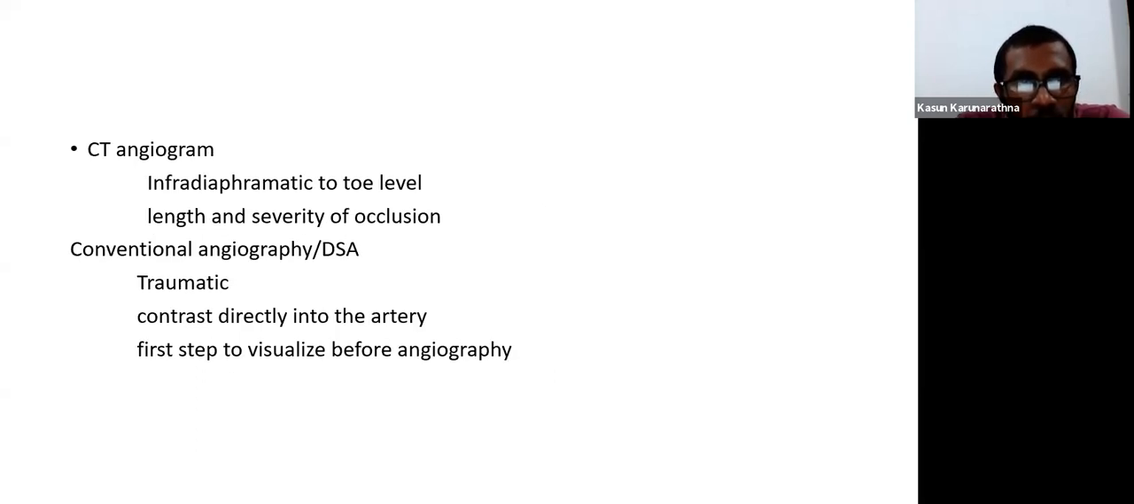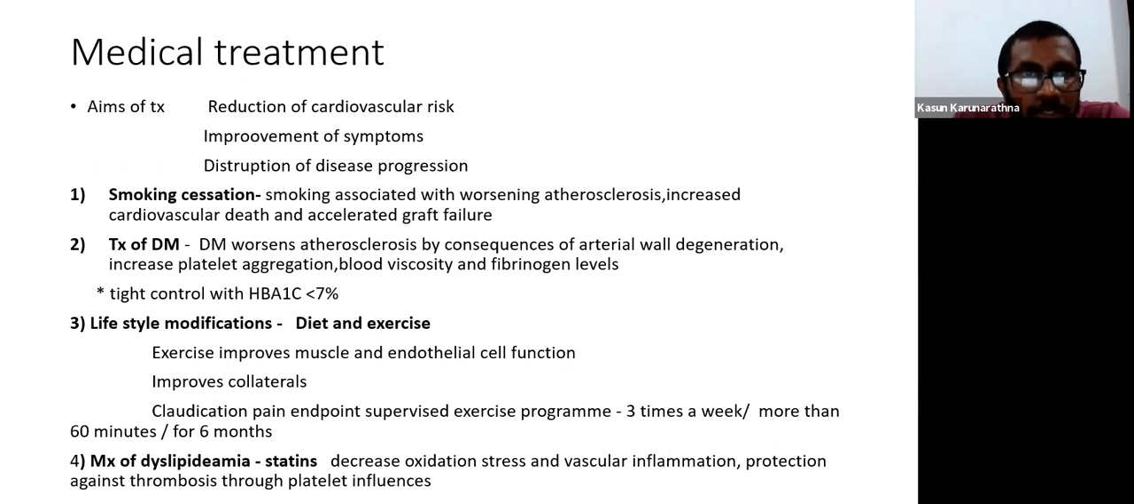CT angiogram is more descriptive. If the occlusion is at a higher level, from the infradiaphragmatic to suprainguinal, then CT angiogram will be very useful. Below the inguinal region, most of the time artery duplex will be adequate to assess the occlusion. Then if you plan to intervene endoluminally, then comes your digital subtraction angiography, right?